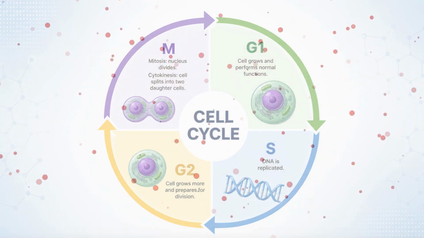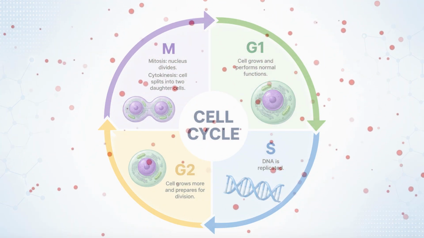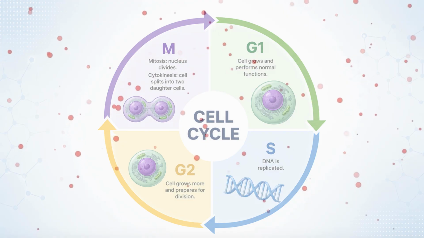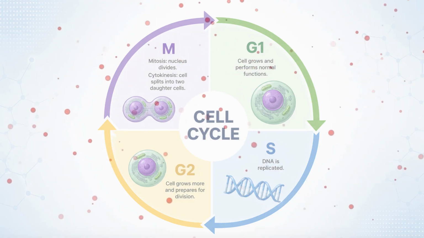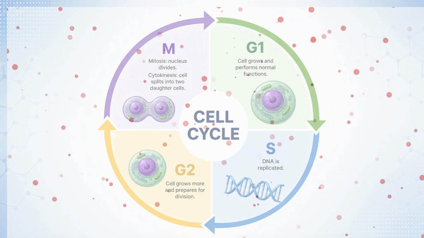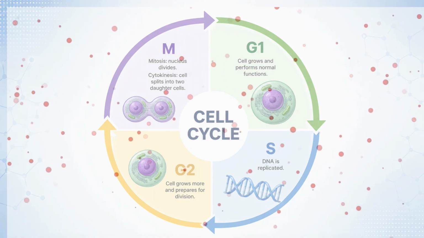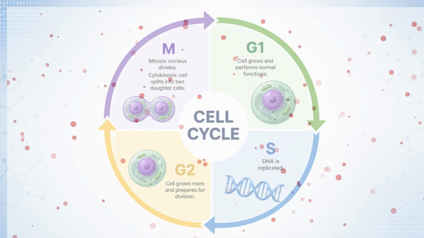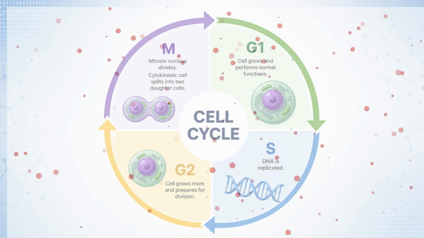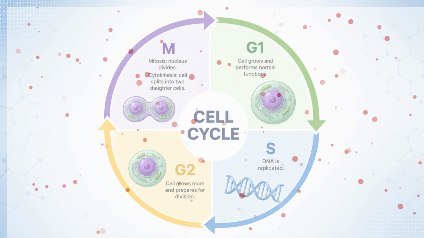Before mitosis happens, the cell goes through the cell cycle. It starts with G1 phase, where the cell grows and carries out normal functions. Then comes the S phase, where the cell replicates its DNA. After that is the G2 phase, where the cell grows further and prepares for cell division. Finally, the cell enters the M phase, or mitosis, where the nucleus divides, followed by cytokinesis, where the whole cell divides into two identical daughter cells.